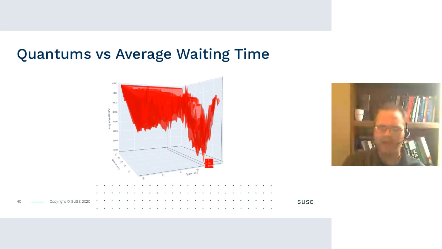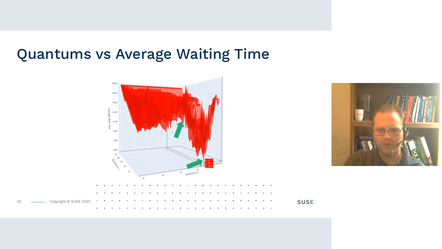This is a graph of the average waiting time compared to the two quantum values in the first two queues. You'll notice that there's an inflection point here where the data switches from this triangulated pattern on the left to a parabolic curve on the right. It's a little hard to see in three dimensions, but you get the idea. This inflection point is where we switch from the first queue quantum being larger than the second queue on the left side, to the first Q quantum being smaller than the second Q quantum on the right side.